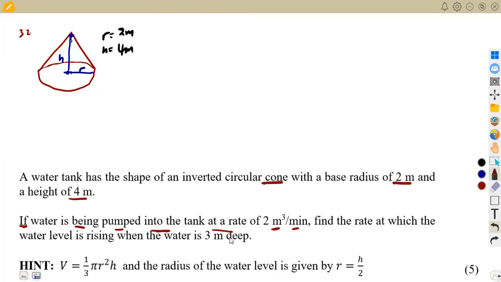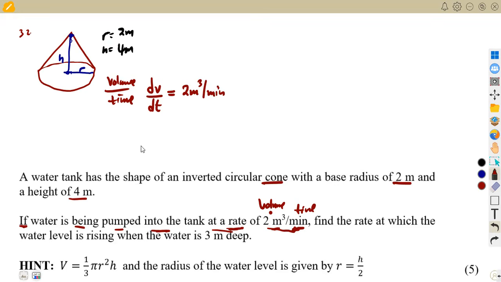So they are saying the water is being pumped at this rate. We're talking about the rate, and what are these units? It's cubic meters, meaning we are talking about volume here per minute, which is per time. So we are given rate of change, volume per time. The moment we talk about volume over time like this, we are given dV/dt, that is volume over time. So we are given the rate of volume with respect to time, which is 2 cubic meters per minute.